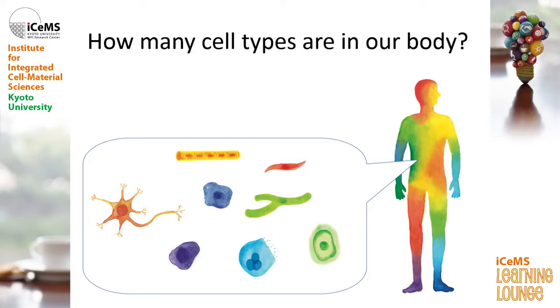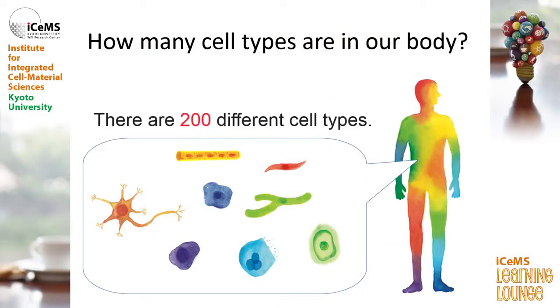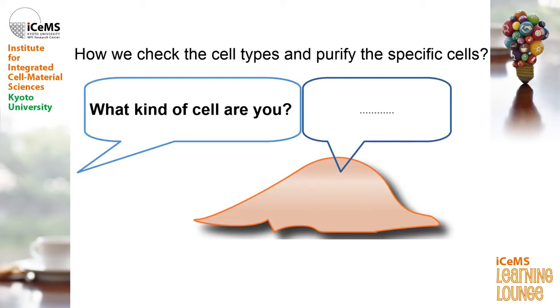But by the way, how many cell types are there in our bodies? It is unclear, but according to some papers, there are more than 200 different cell types. So we have to distinguish at least 200 different cell types. How do we check the cell type and purify the specific cells? Of course, cells cannot answer our questions like what kind of cell are you.